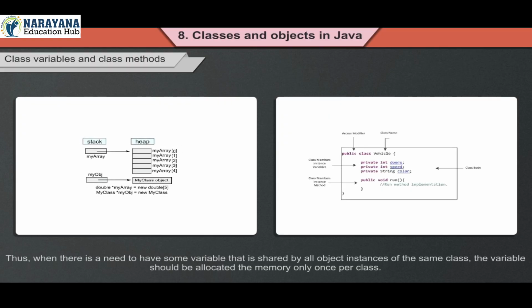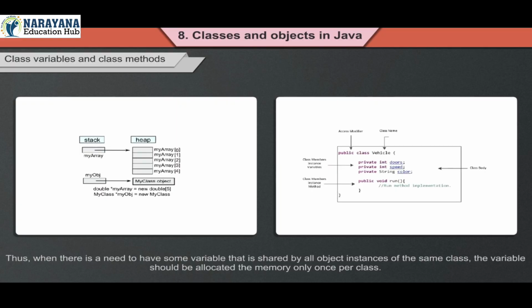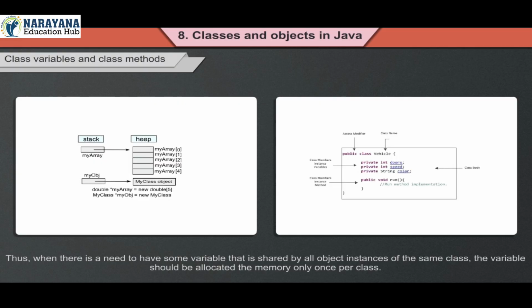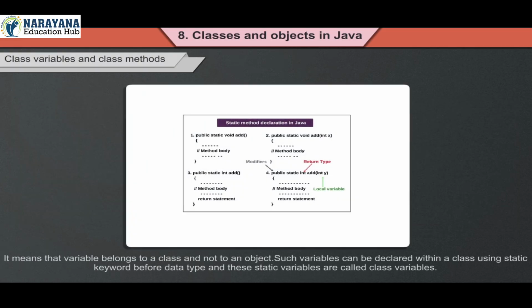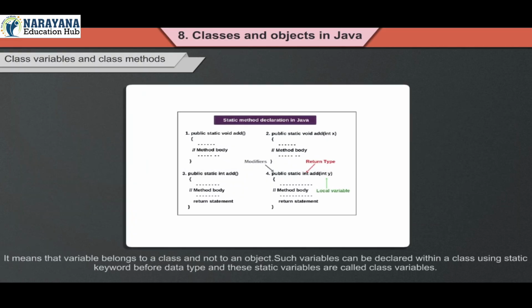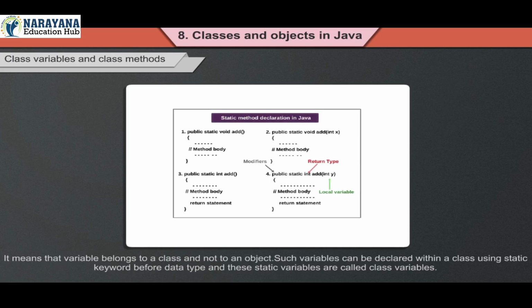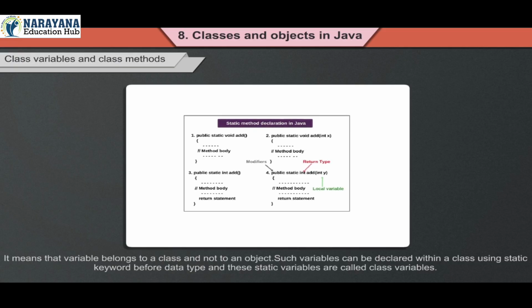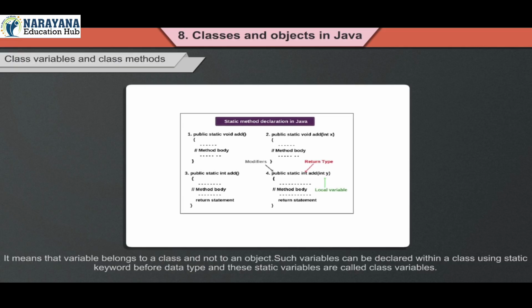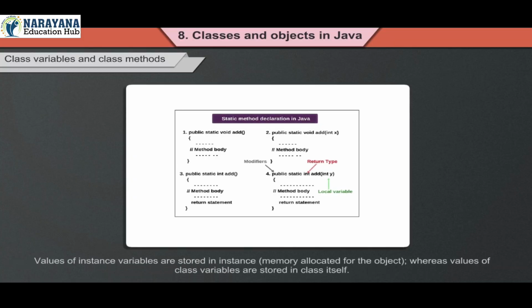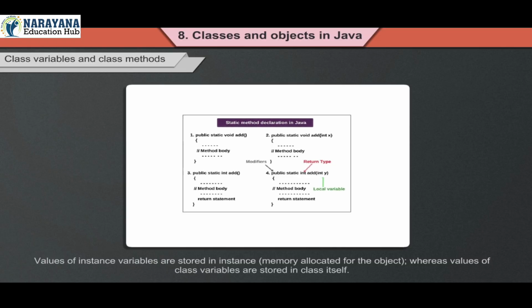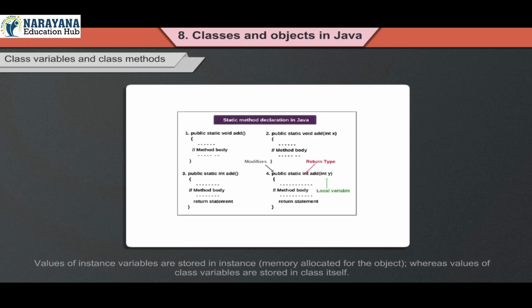Thus, when there is a need for a variable that is shared by all object instances of the same class, the variable should be allocated memory only once per class. It means that the variable belongs to a class and not to an object. Such variables can be declared within a class using the static keyword before the data type, and these static variables are called class variables. Values of instance variables are stored in instance memory allocated for the object, whereas values of class variables are stored in the class itself.